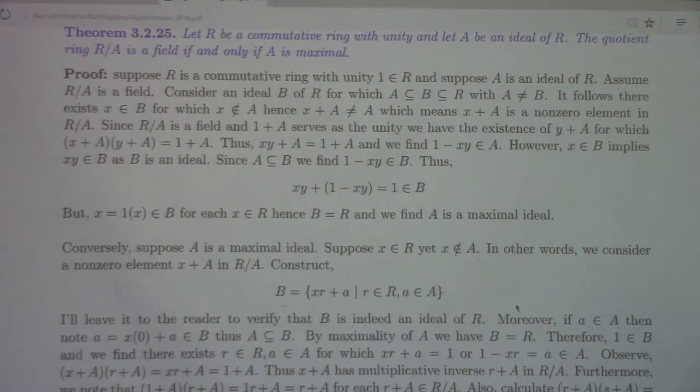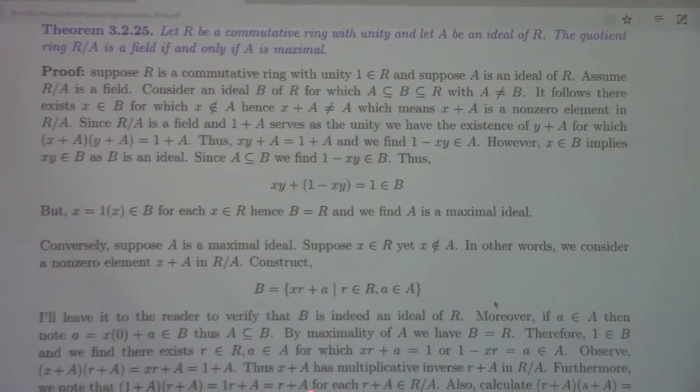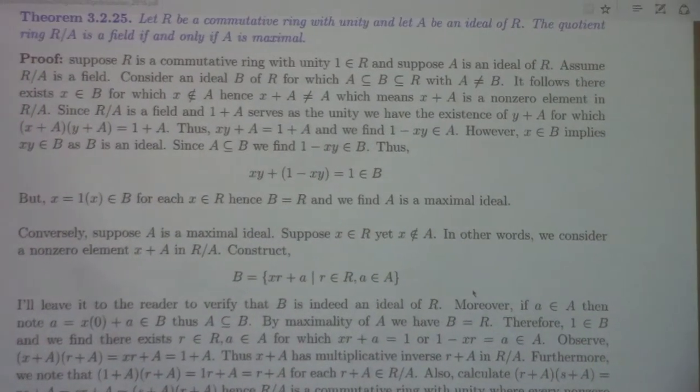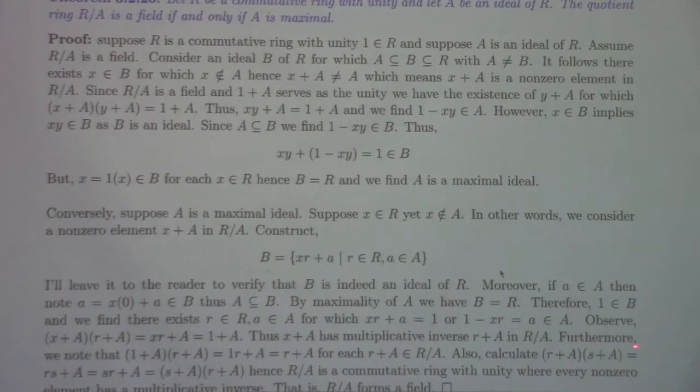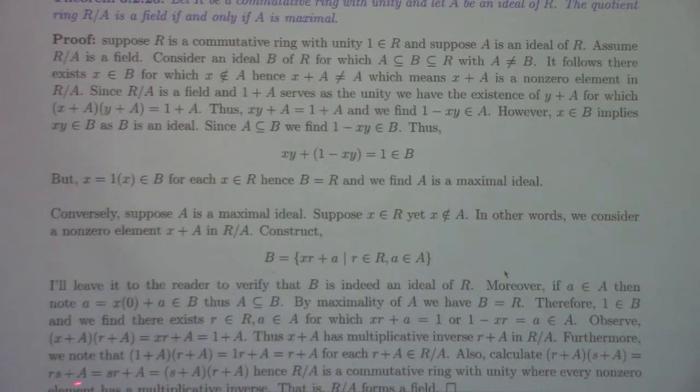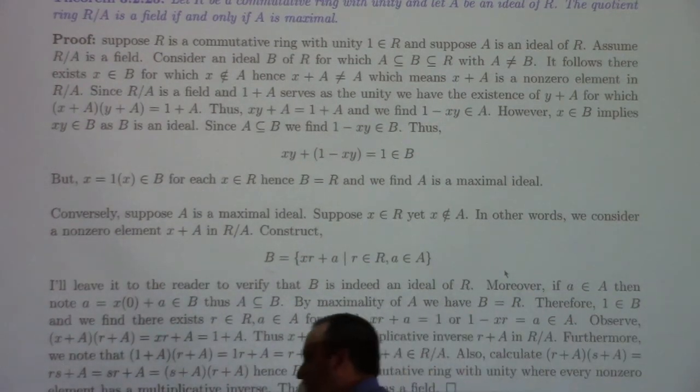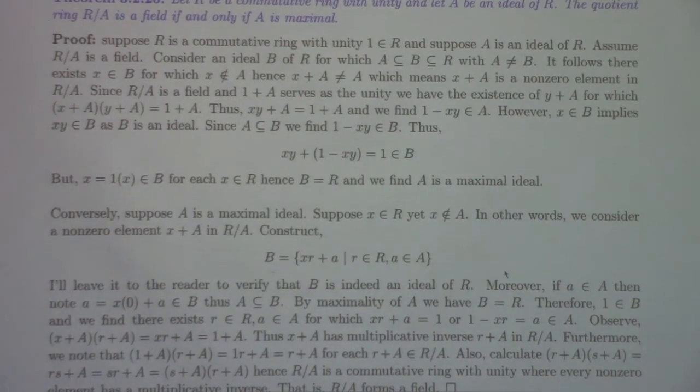And then what's left to do is to prove that R mod A has the other properties of a field, right? What do I still need? I need a unity. So here's the proof that 1 plus A is the unity. And I need that it's a commutative ring, right? So here's the proof that if you have commutativity of the ring, you get commutativity of the quotient, right? And so there you go. We have a commutative ring with unity where every non-zero element has a multiplicative inverse. In other words, R mod A is a field. Oh, this proof is not that hard, but it's very hard to say.